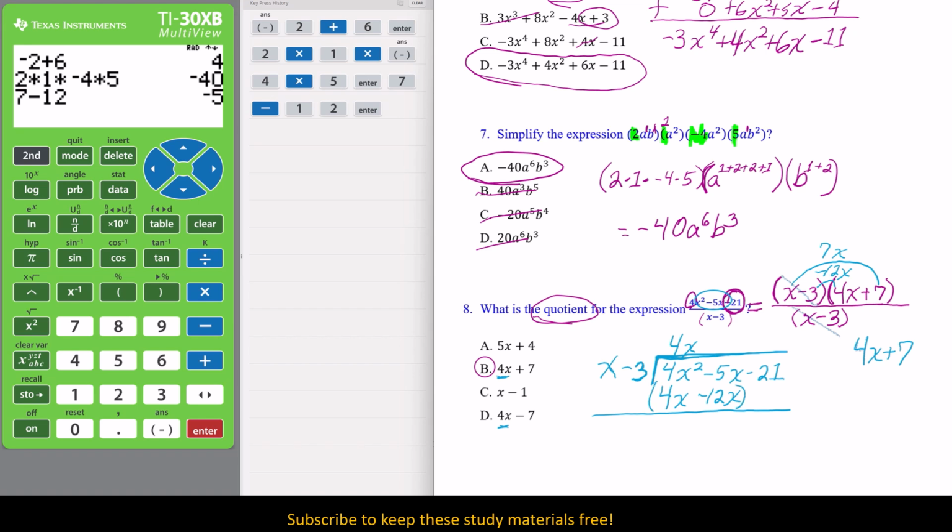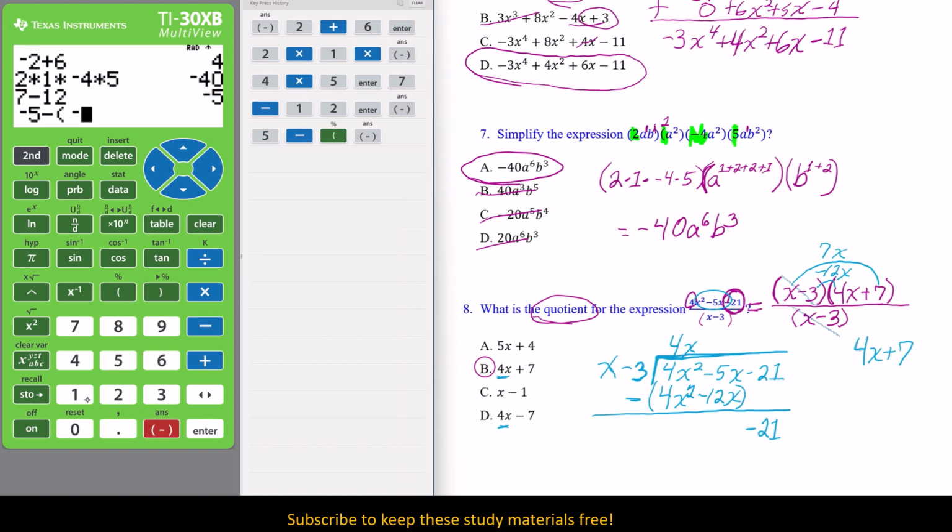So put that in parentheses, put a subtraction in front of it, bring down the 21. Now let's subtract. Well, 4x squared minus 4x squared, oops, that's supposed to be squared, is 0. And then -5 minus a -12. Let's put that in the calculator. -5 minus a -12 equals 7.